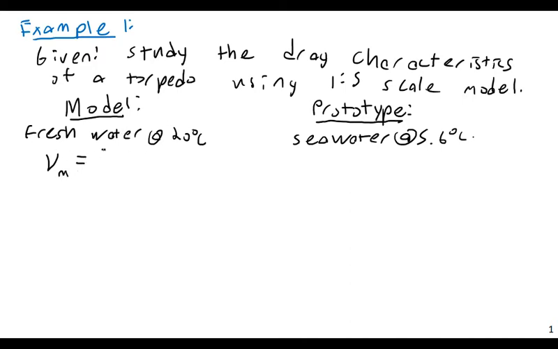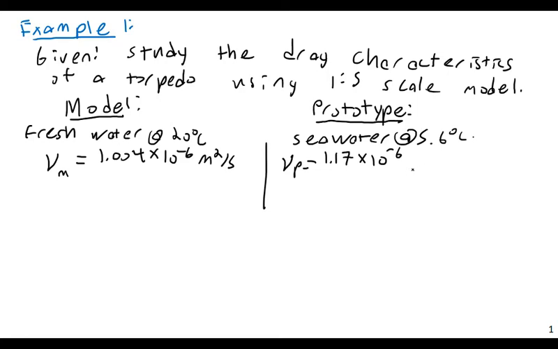And then looking these up in a table, I can find that the viscosities for each will be, for the model, 1.004 times 10 to the negative 6 meters squared per second. And then for the prototype, we'll have a viscosity nu p of 1.17 times 10 to the negative 6 meters squared per second. And I am told also that the prototype velocity, Vp, will be 30 meters per second.